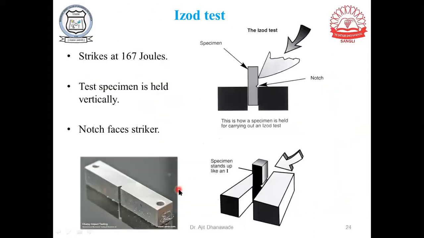Now how it is done. In case of Izod test and Charpy test, the difference is only the specimen. That means position of specimen is the difference. Okay, so once you understand the Izod impact test, Charpy you will understand immediately.